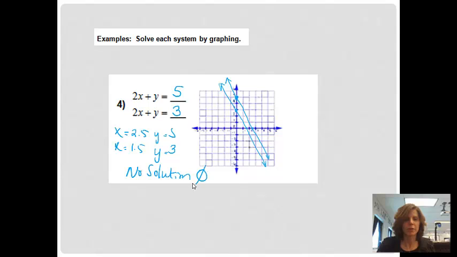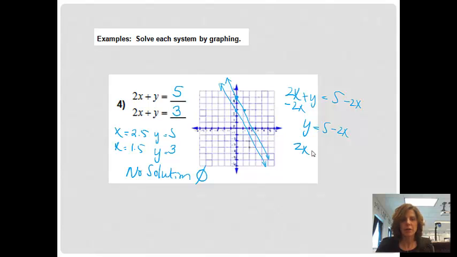no solution, or no solution. If you would like me to go ahead and solve for y way, if we have 2x plus y equals 5, we'll subtract 2x from both sides. And so I'll get y equals 5 minus 2x. We'll start up at 5, go down 2 over 1, and notice I get that same line.